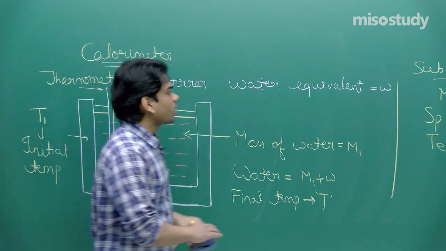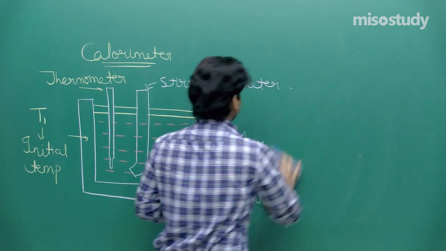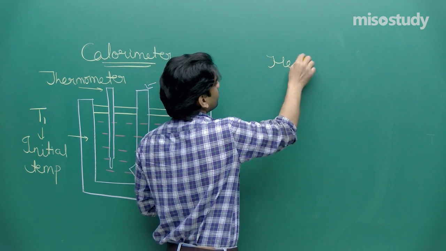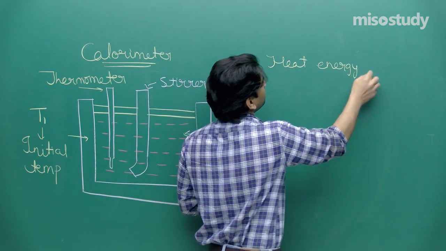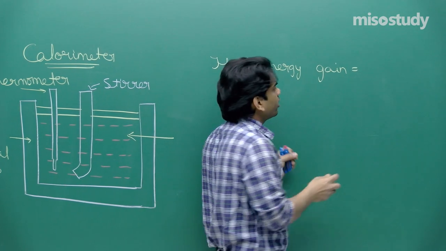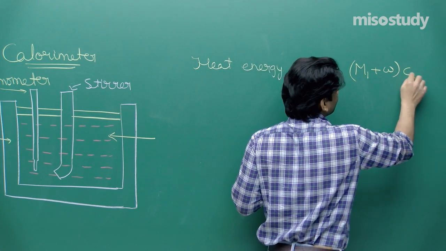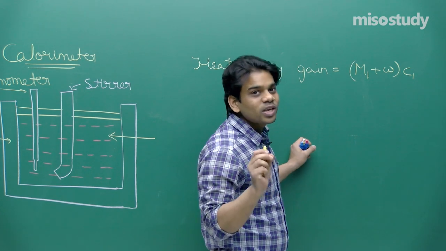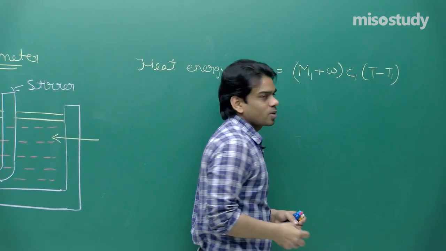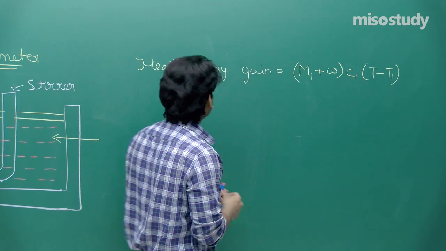So let me write down the heat energy gained by the calorimeter, and the heat energy lost by the substance. Heat energy gained by the calorimeter will be equal to the mass of water that we have taken plus the water equivalent of the calorimeter, M1 plus W, multiplied with C1. C1 is the specific heat of water, multiplied with the change in temperature, that is T minus T1. Because final temperature T is greater than T1, we have to write the change in temperature as T minus T1. Let's go ahead with the next one.